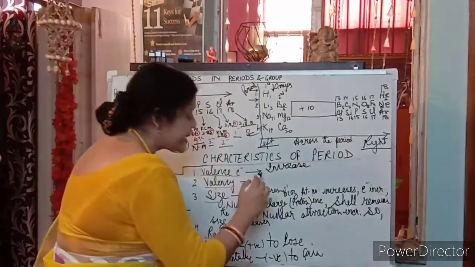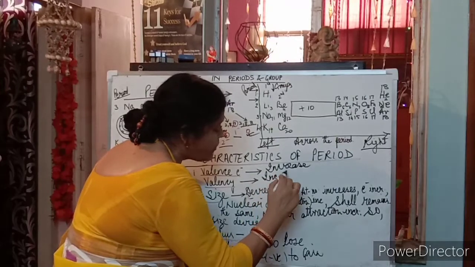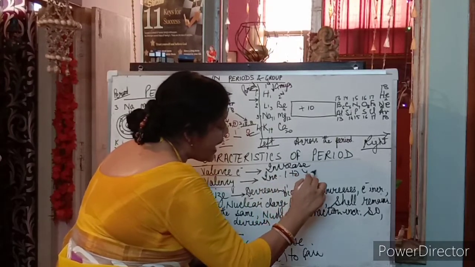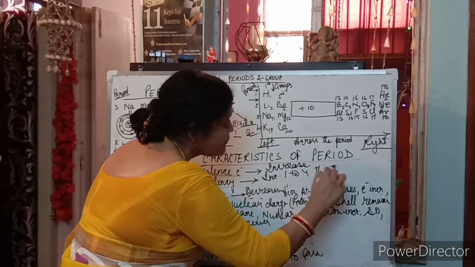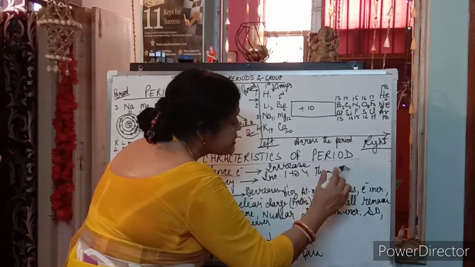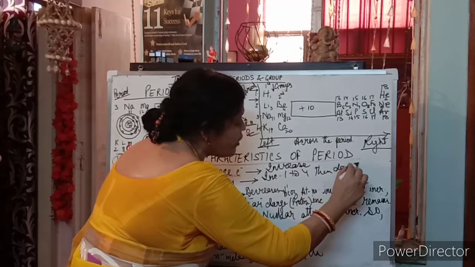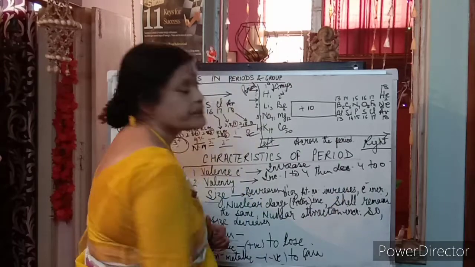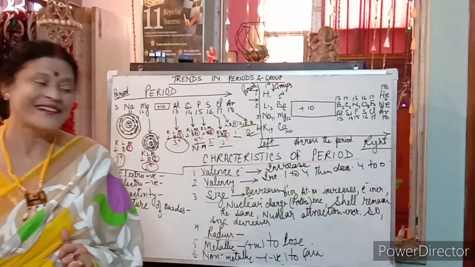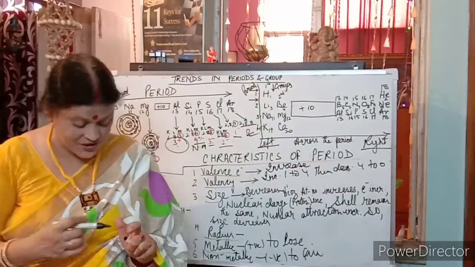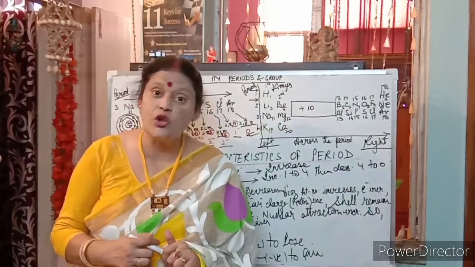Simple. First it increases from 1 to 4 and then decreases from 4 to 0. Correct, student? Got it? Yes, very easy chemistry. This chapter is totally logic.